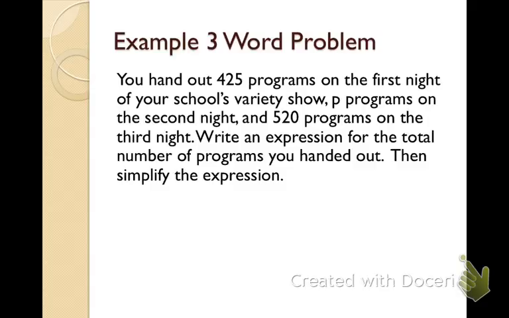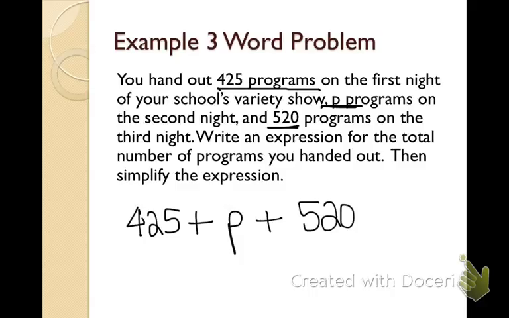Okay, now I have a word problem. Do not copy this down, just look at what I do. So use the same techniques that I used in the last video. So here's my word problem. So you hand out 425 programs. I'm going to underline that. On the first night of your school's variety show. P programs on the second night and 520 programs on the third night. Write an expression for the total number of programs you handed out. Then simplify. So I know the first night I handed out 425. The second night, I don't know how many I handed out, so that's P. And the third night, I handed out 520.